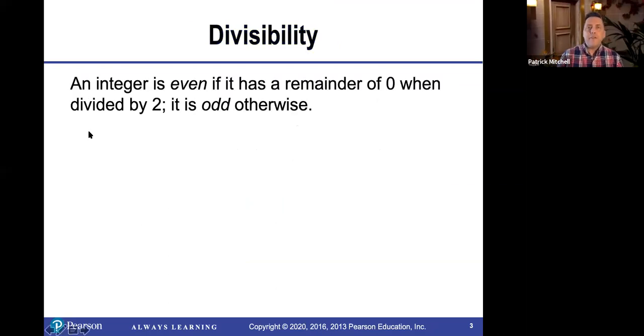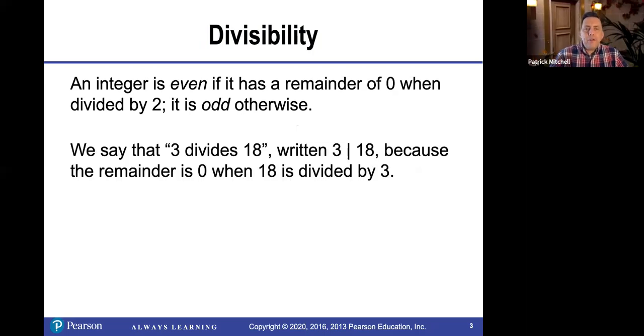All right, so first of all, as you know, an integer is even if it has a remainder of 0 when divided by 2. Now, this is probably not the way you think about even numbers. You think of even numbers as 2, 4, 6, 8, 10, 12. Well, when you divide any of those numbers by 2, you get a remainder of 0. And if an integer is not even, it's odd.